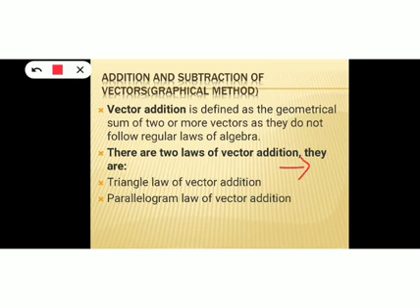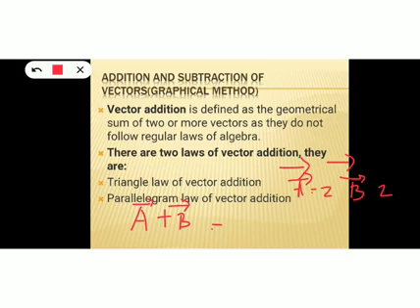Before moving to the triangle law and parallelogram law, let me explain one thing. Consider two vectors like this. Vector A, this is vector B. And both are equal vectors because both have the same magnitude and the same direction. Then what will be vector A plus B? Suppose vector A is 2 and vector B is also 2.